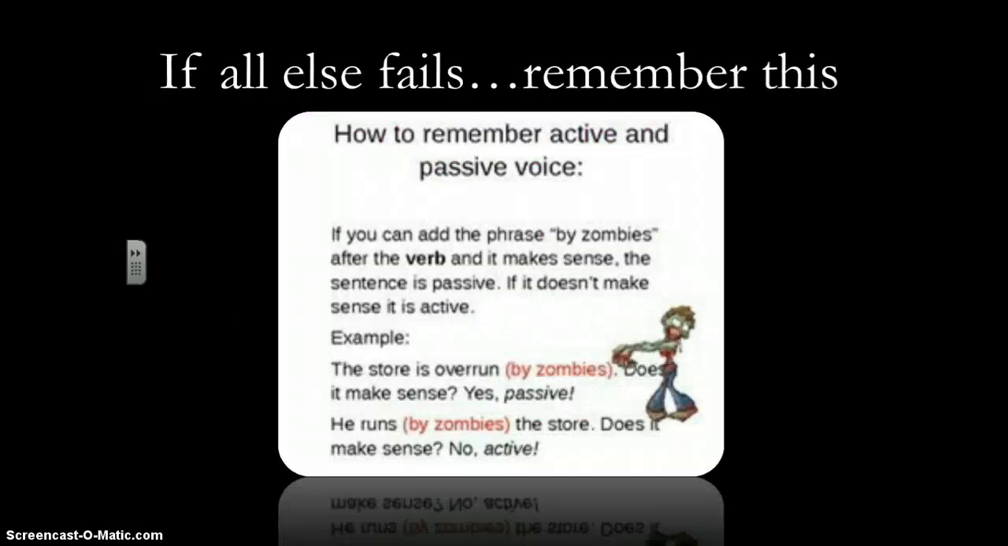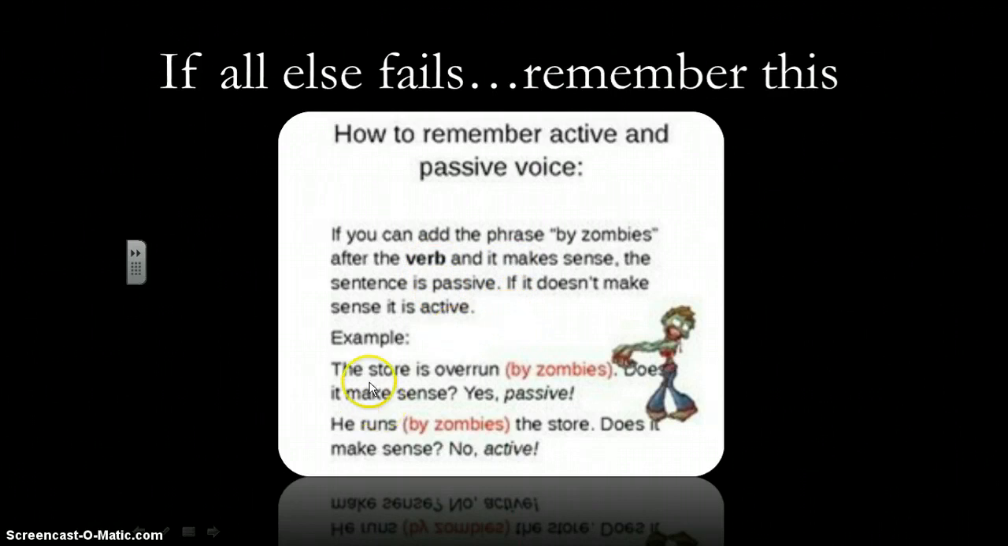Okay, now I came upon this from another teacher, and if this helps you, then I say go for it. If not, then just disregard this. But an elementary teacher found that their kids could quit writing in passive voice by using a zombie example. So here we go. If you can add the phrase by zombies after the verb, and it makes sense, that tells you that it's passive.